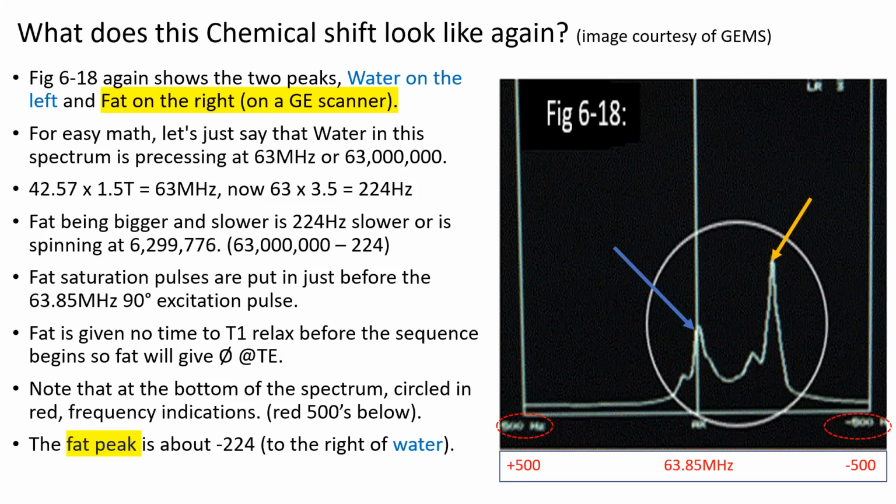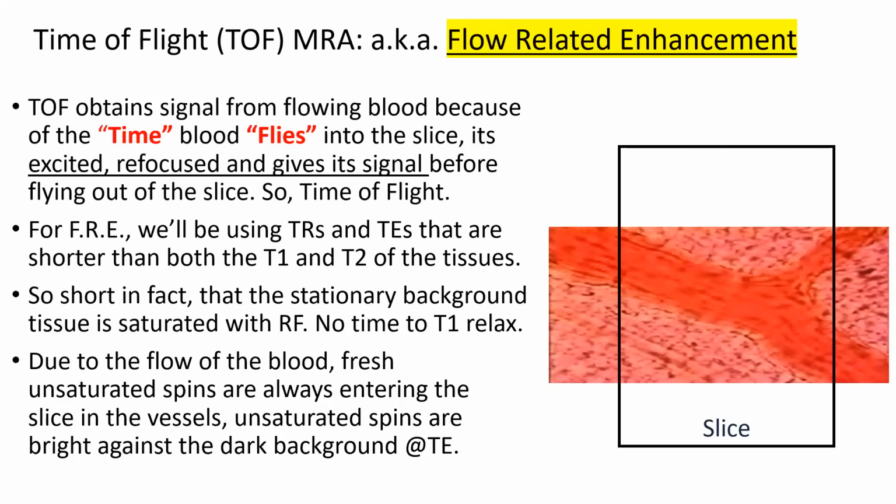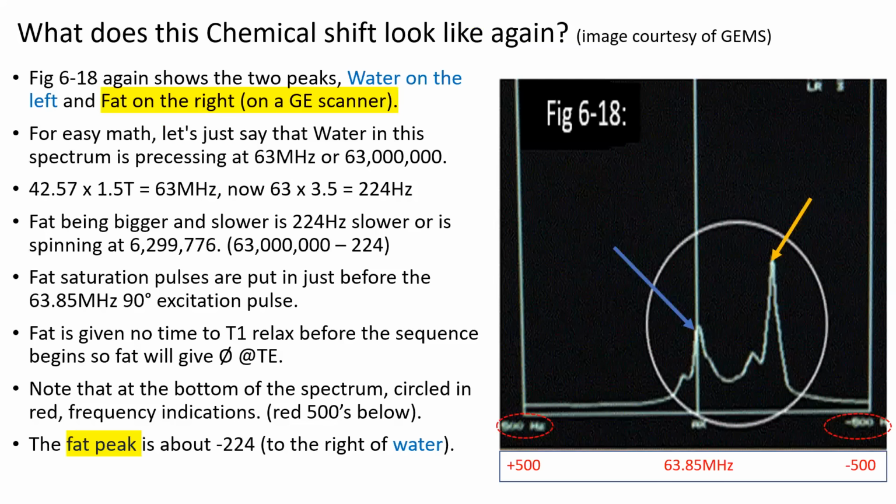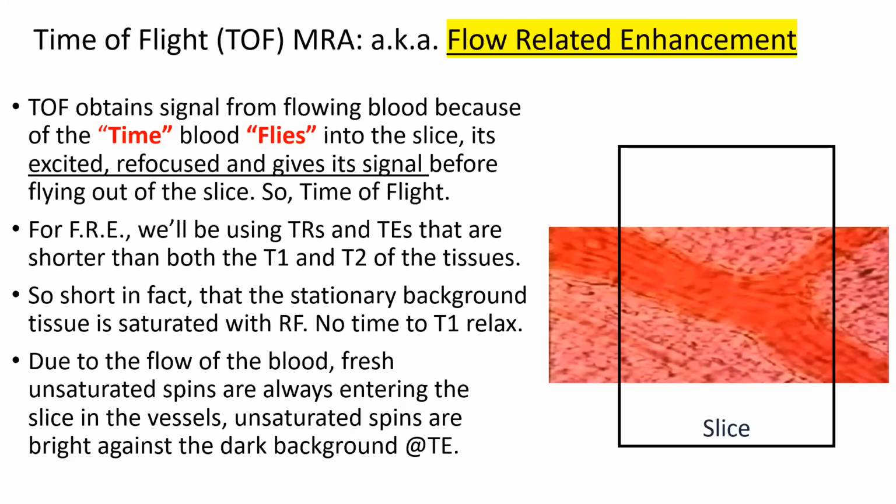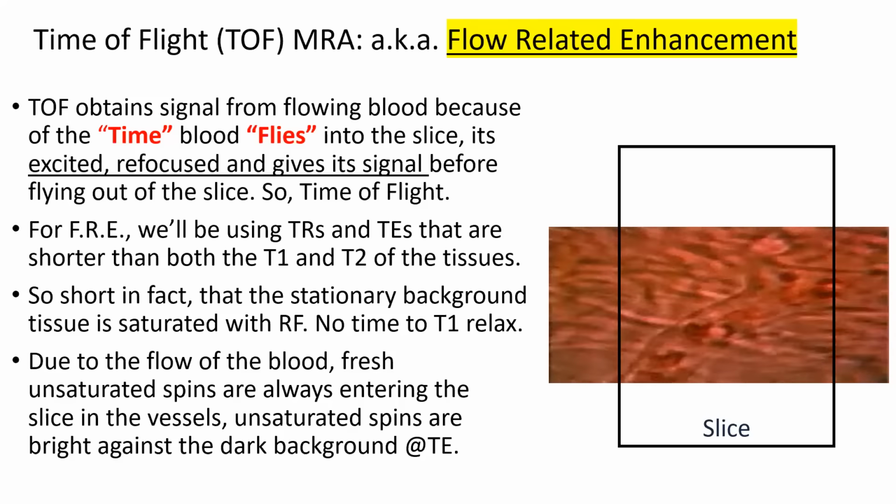We can do fat sat because now we've separated the precessional frequency sufficiently enough. We can put in an RF pulse that targets fat and fat only with a selective RF pulse. Okay, that's how we do fat sat. That's chemical shift imaging, not chemical shift artifact, but chemical shift imaging. Okay, so let's move on to time of flight MRA.